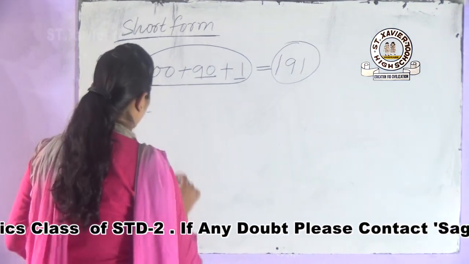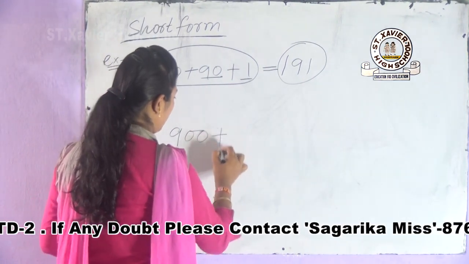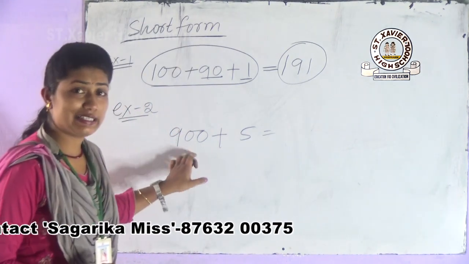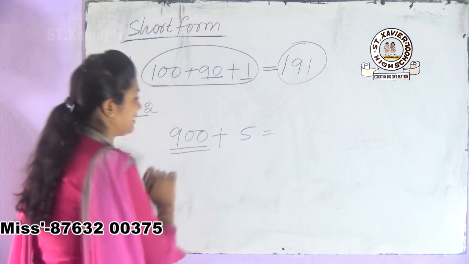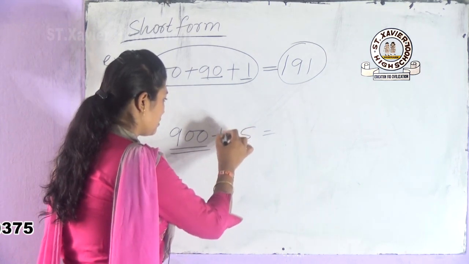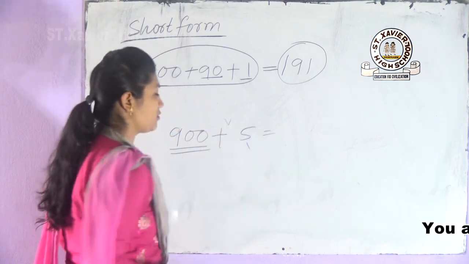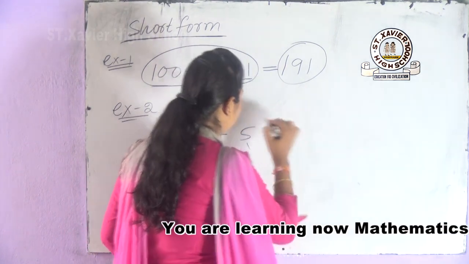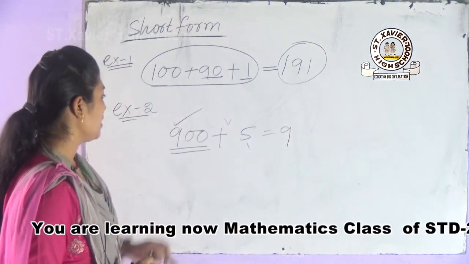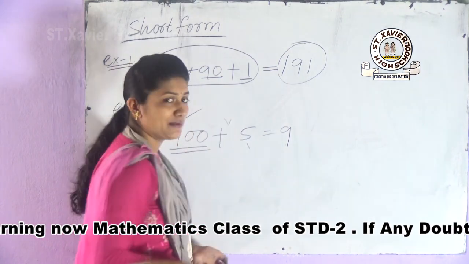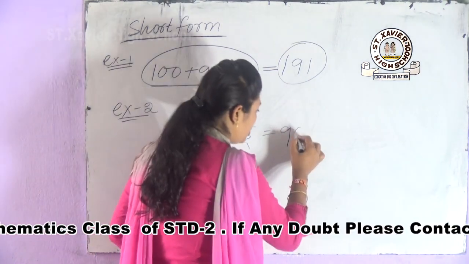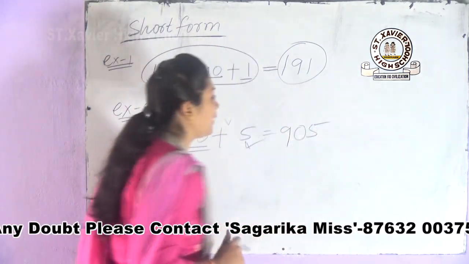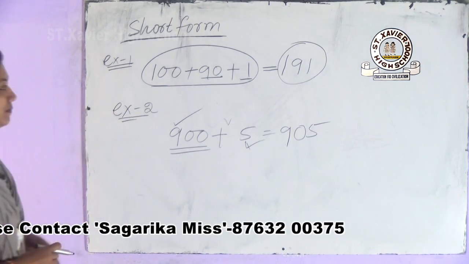Example 2. 900 plus 5. You may get confused in this case because here is a 3-digit place and the 2-digit place is vacant and the last one is a 1-digit place. So how do you shorten this number? First you write down 9. And if the tens place is absent here, then you have to write 0 in that place. After that, you have to write 5. This is your short form.